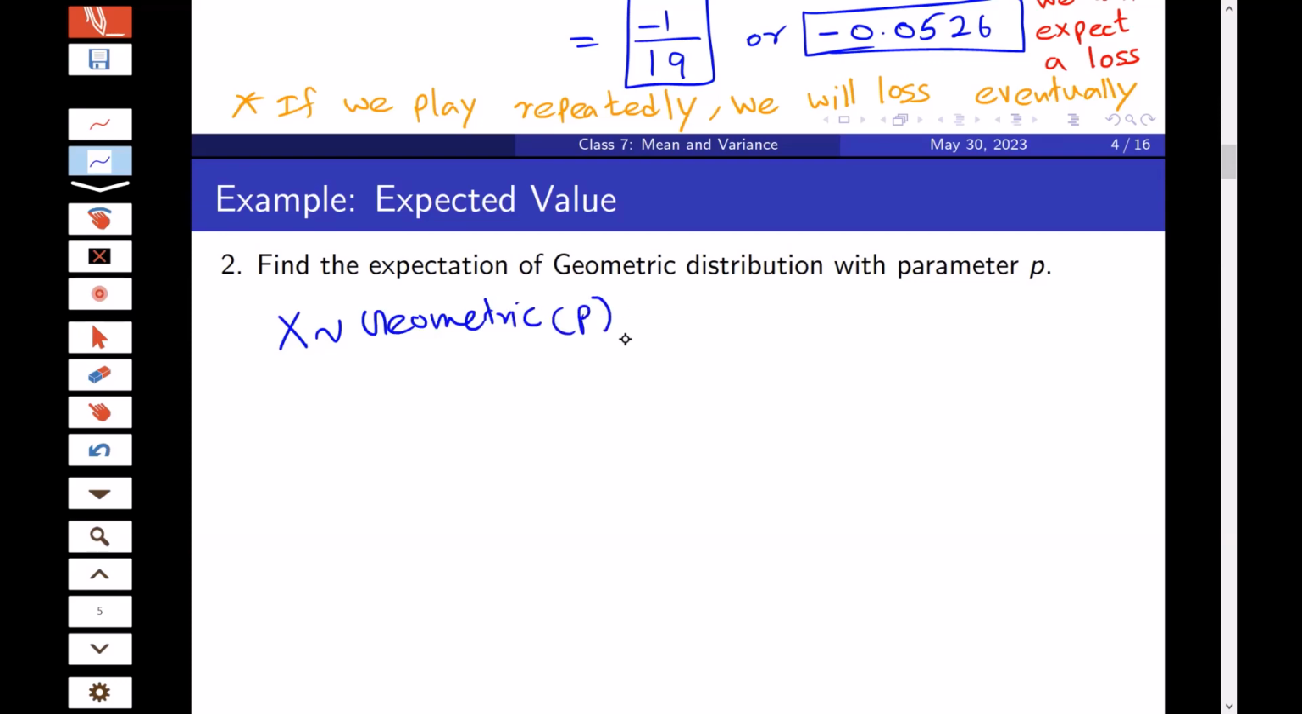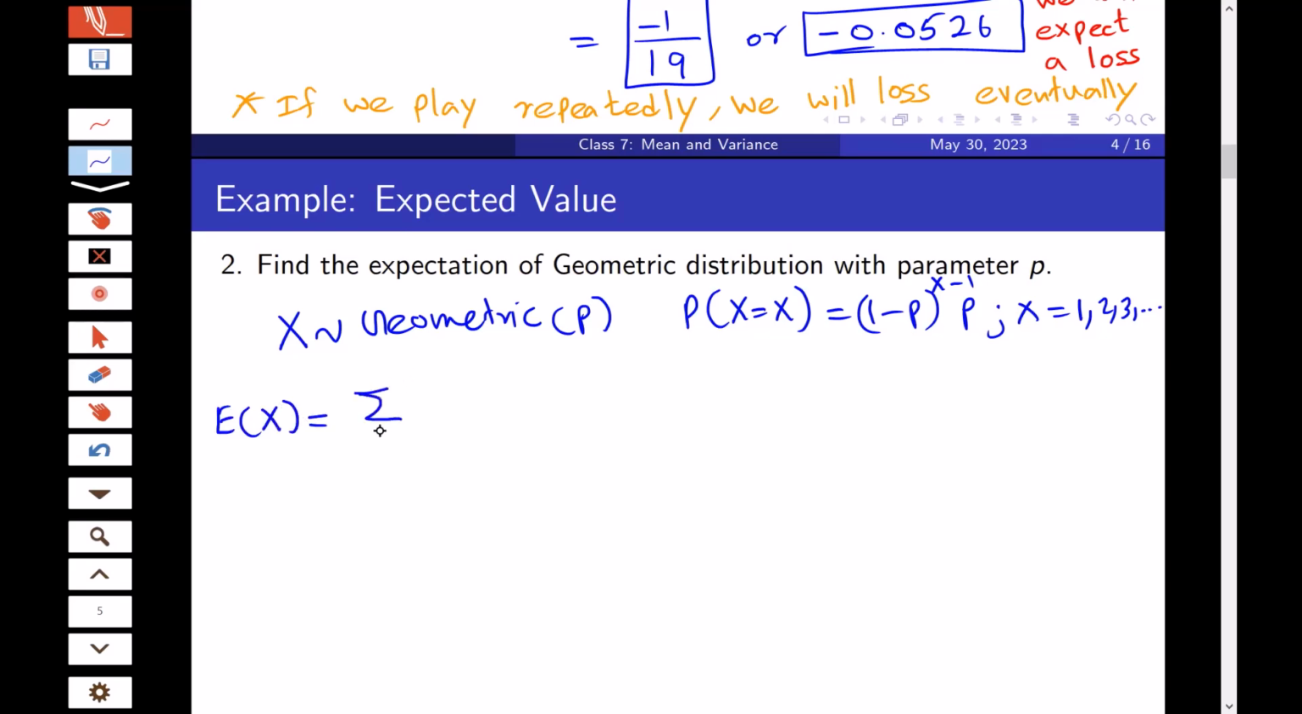with parameter p. Then we can write down the probability mass function of x: 1 minus p to the power x minus 1 times p, where x goes 1, 2, 3 all the way to infinity. Now let's start with the formula.